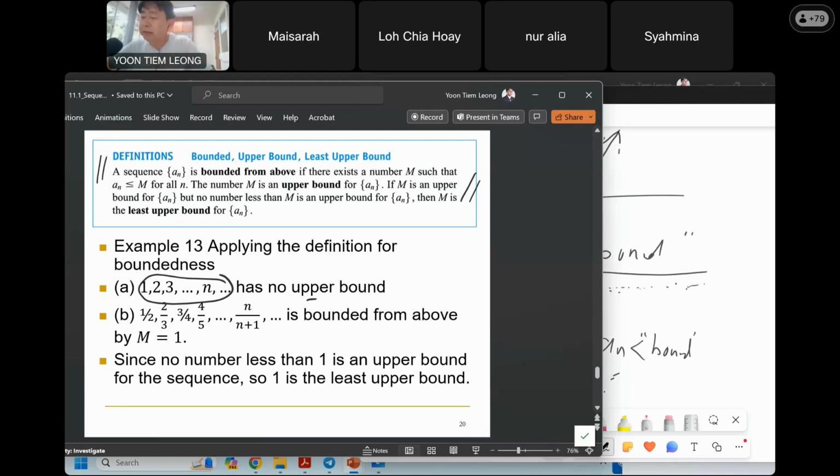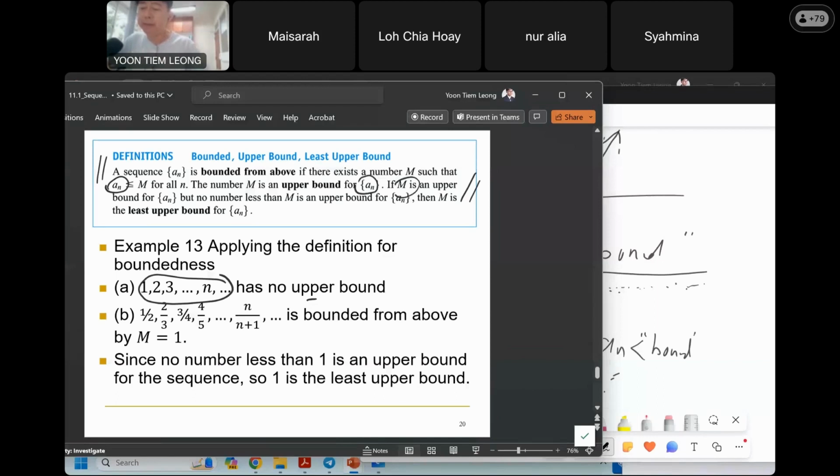It says a sequence an is bounded from above if there exists a number m such that all the terms in the sequence are less than or equal to m for all n. The number m is an upper bound for the sequence an. If m is an upper bound for an, but no number less than m is an upper bound for an, then m is called the least upper bound for an.